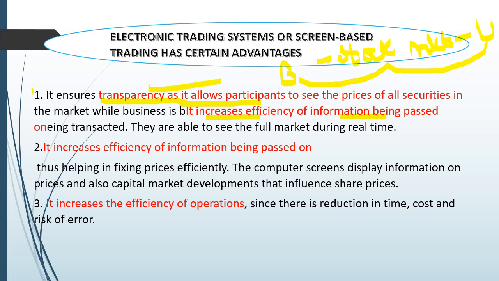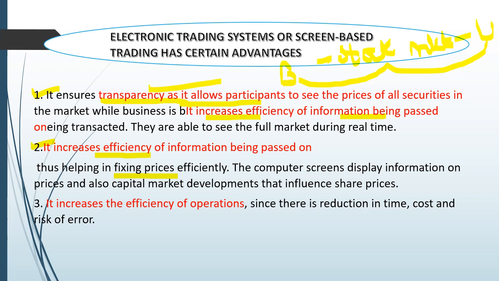Second point: it increases efficiency. Efficiency refers to fixing prices. That means, since it's a computer based system, you're doing it on the computer, you can clearly see which company is selling shares for how much, whether Infosys is selling one share for 100, or Wipro is selling one share for 200, or another company, ICICI Bank, is selling its share for 50. You can check all the organizations' details on the stock market website.